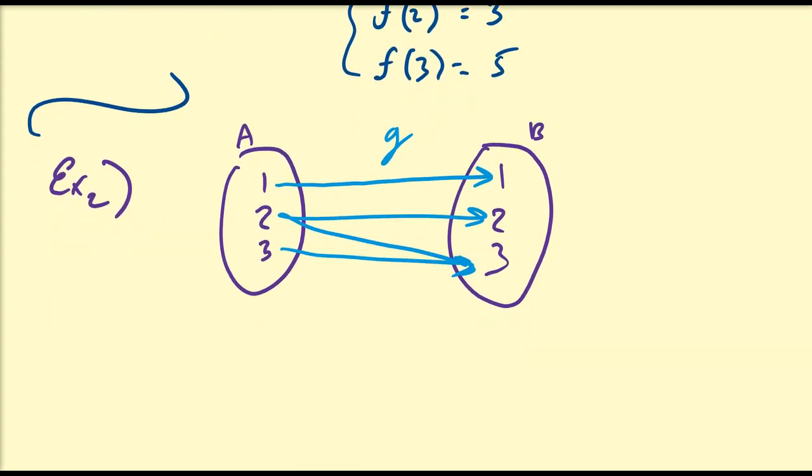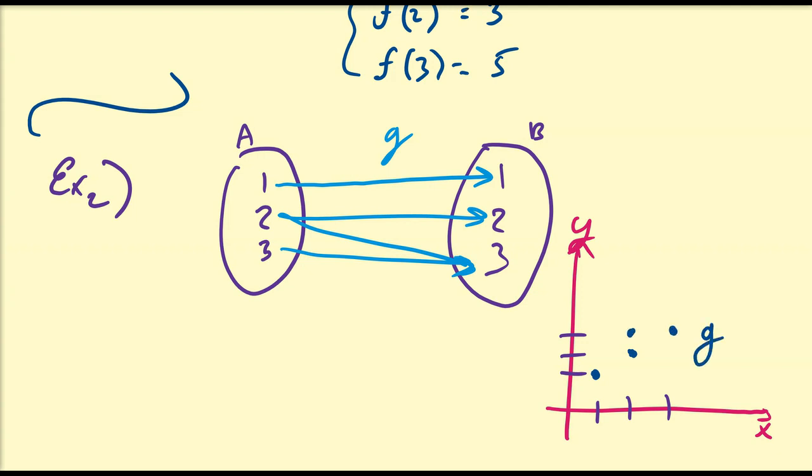Alright, so let's also consider the graphical representation of this relation. So what do we have here? We have 1, 2, 3, and 1, 2, 3. So 1 is going to go to 1, 2 is going to go to 2, 2 is also going to go to 3, and 3 is going to go to 3. So this is the graph of relation G.